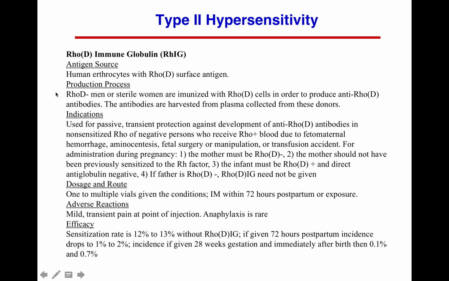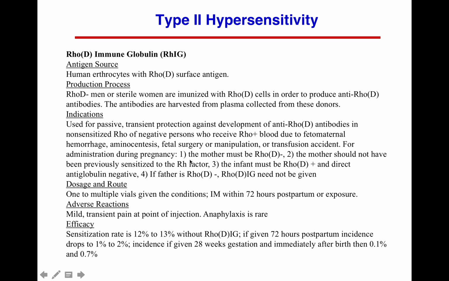So it's basically produced from immunization using Rh positive cells, injected into men or women, although you don't want to do this in pregnant women or potentially fertile women. They're given injections of this, and then the donors produce antibodies to the Rh factor, and the antibodies are harvested from the plasma. Essentially, a person gets a couple of boosters, and then later their plasma is collected from the donors, and that provides passive transient protection against the development of the antibodies, so that the mother does not become sensitized to it.